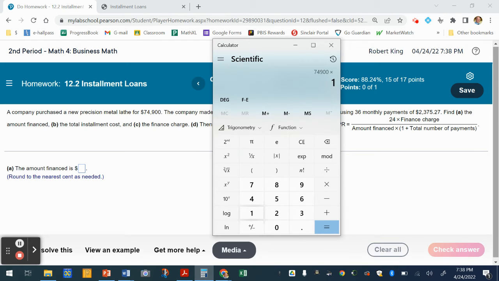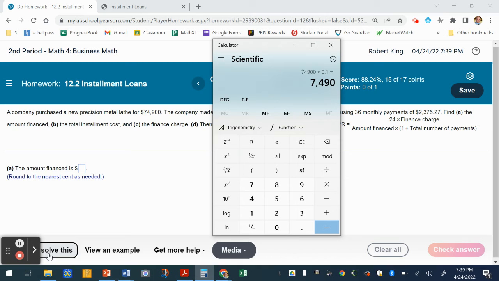Times 0.1. So you're going to put a... whoop, that didn't work. 74,900. I can't hit the right buttons. 74,900 times 0.1. 7,490. That's your down payment. Now write that number down because you're going to need it later. It's not our answer, but we are going to need that number later. So jot it down on a piece of paper because you're going to want to come back to it.